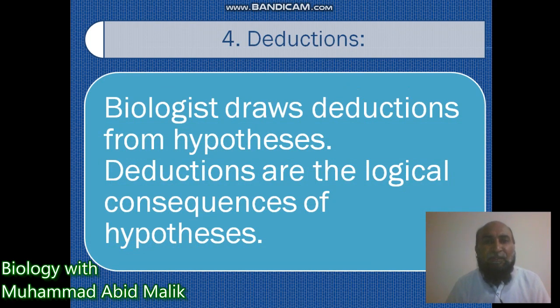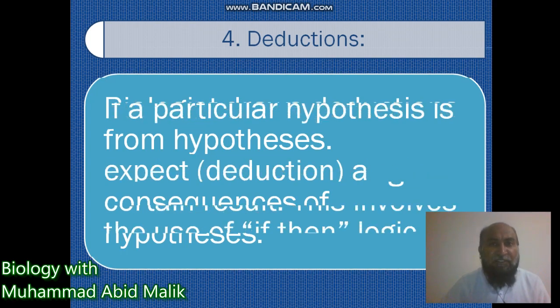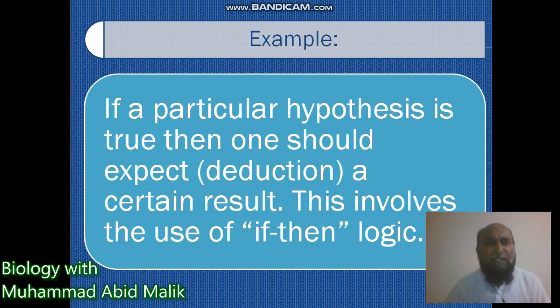Next, we go forward towards deductions. Biologists draw deductions from a hypothesis. Deductions, basically, if we are going to define them, are the logical consequences of a hypothesis. A little bit of explanation about deduction: if a particular hypothesis is true, then one should expect a certain result. This involves the use of if-then logic.